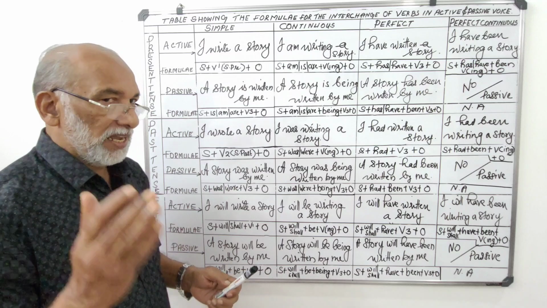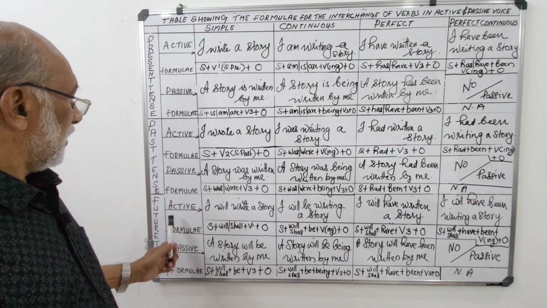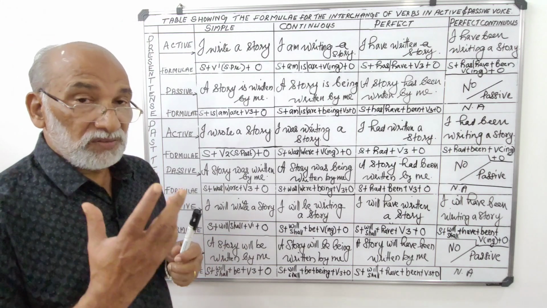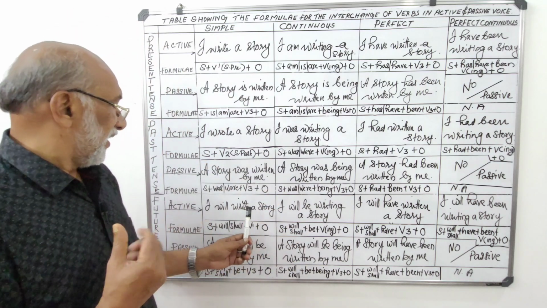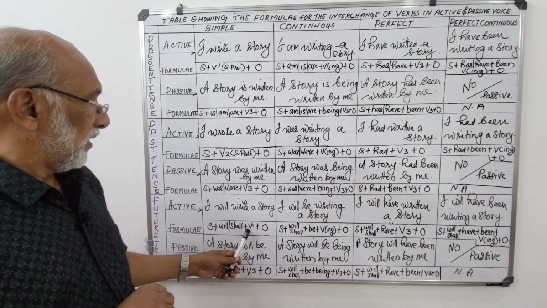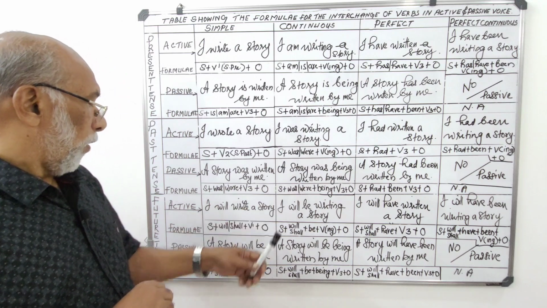Okay, and coming to the last one, and that is future tense. Simple future active voice: I will write a story. Future is always marked by will or shall. I will write a story. The formula is subject plus will or shall plus verb 1, that is simple present, plus object.